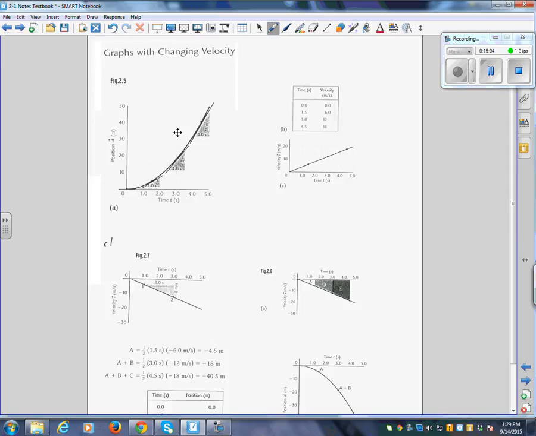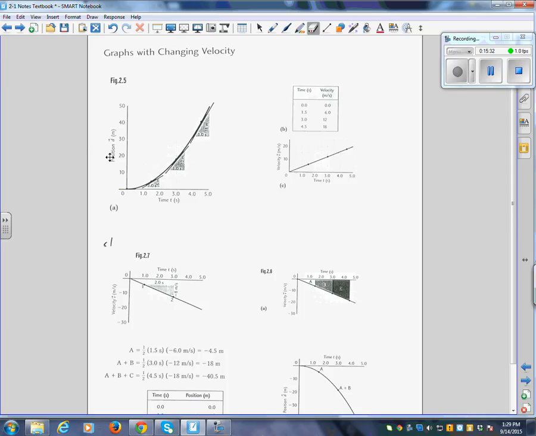Graphs with changing velocity. Here we have a position time graph. What word would you use to describe that position time graph? How would you describe that? Like the shape. Curved. I would say curved. Not straight.